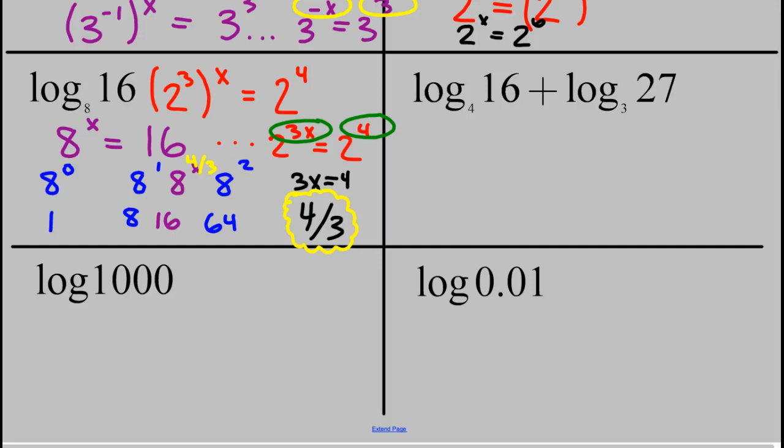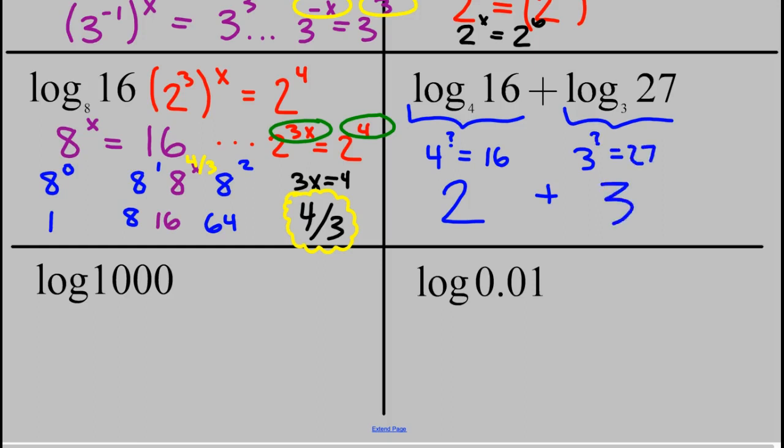Okay, let's keep cruising along here. We're going to add a couple logs, but they're little happy logs. They work out to be nice, neat, happy answers. So when you see log of 16 base 4, you're thinking in your head, hopefully, 4 to what power is 16? So 4 to what power is 16? That's 2, plus, over here, log of 27 base 3, you're thinking 3 to what power is 27? That's 3, and 2 plus 3 is 5.